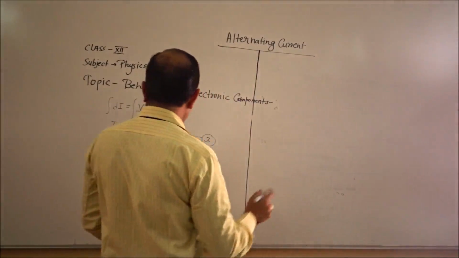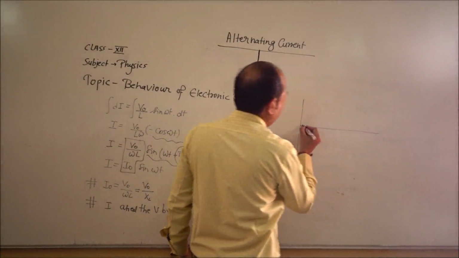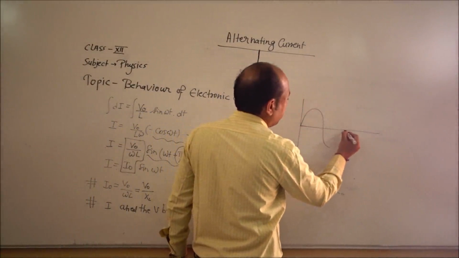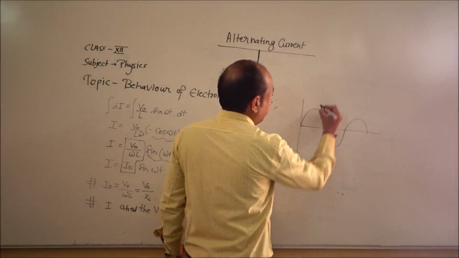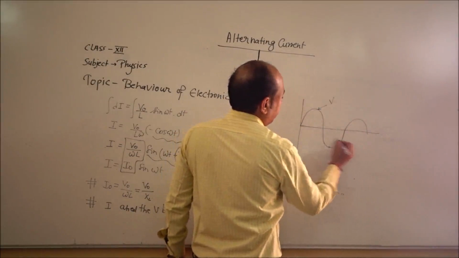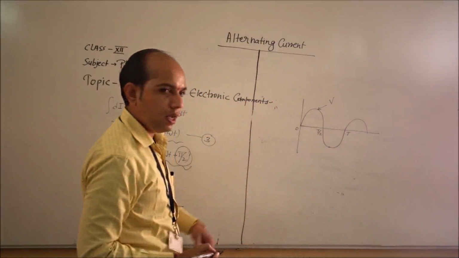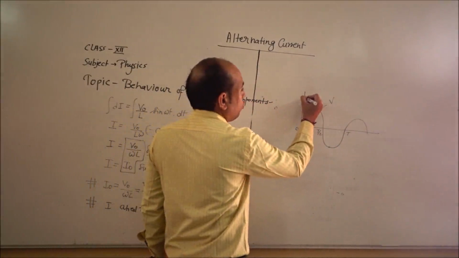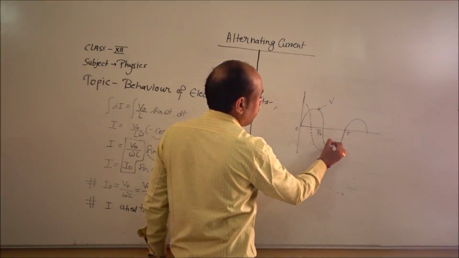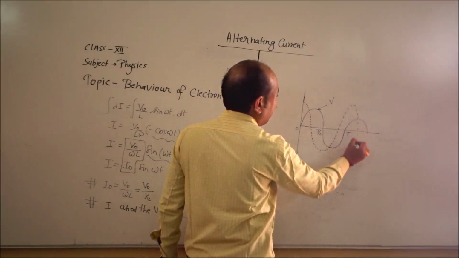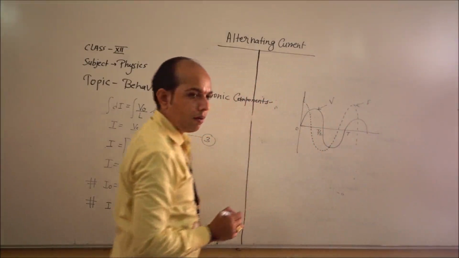So when we draw the graph, first we draw the voltage because it is fixed. V is equal to V naught sin omega t. This indicates V versus time, and now current is ahead. So current is to be ahead, that means this shows current is ahead with pi by 2 angle.